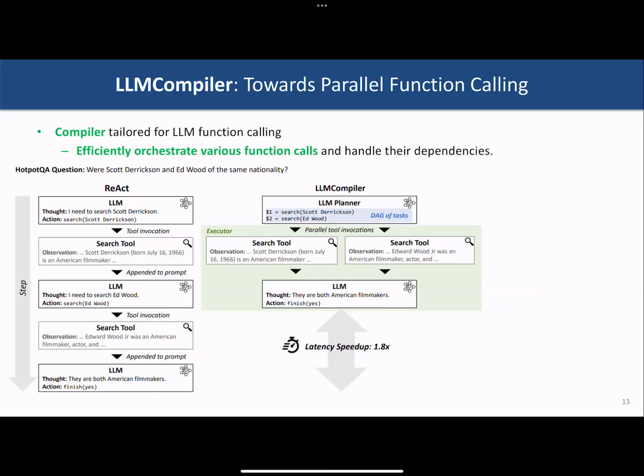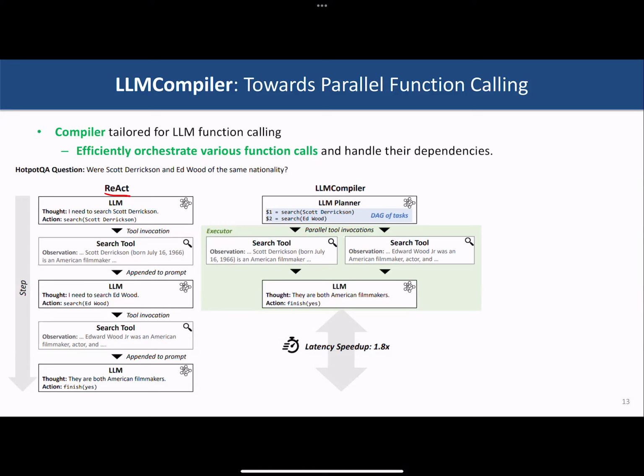So if we can consider how React would behave, it will basically launch two separate search tools to search for the nationality of these two people, which will eventually happen in sequential fashion. And at the end of those executions, your LLM will have enough knowledge to give us the answer. But if you look at this example, it's pretty evident that those two search tools are independent from each other, and therefore we can run this in parallel.